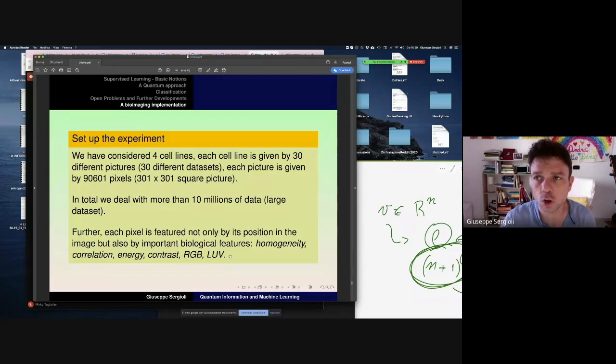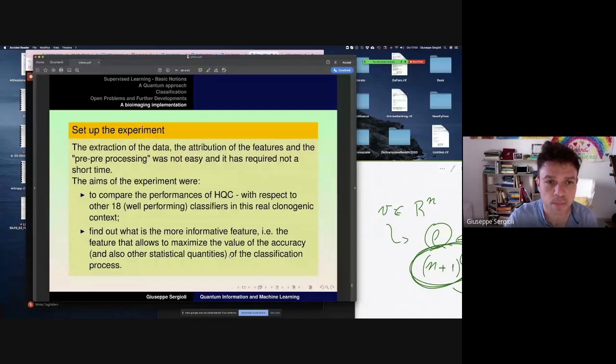I have no time to go into details, but these features are related to some biological reasons. So the aim was to compare the performance of the Helstrom quantum classifier with respect to 18 well-performing classifiers, in order to know whether our classifier performs well also for real data sets and also for this kind of clonogenic context. Further, once we are sure that our algorithm performs well, we will use it to see if some feature is more informative with respect to the others, so as to have real biomedical information.